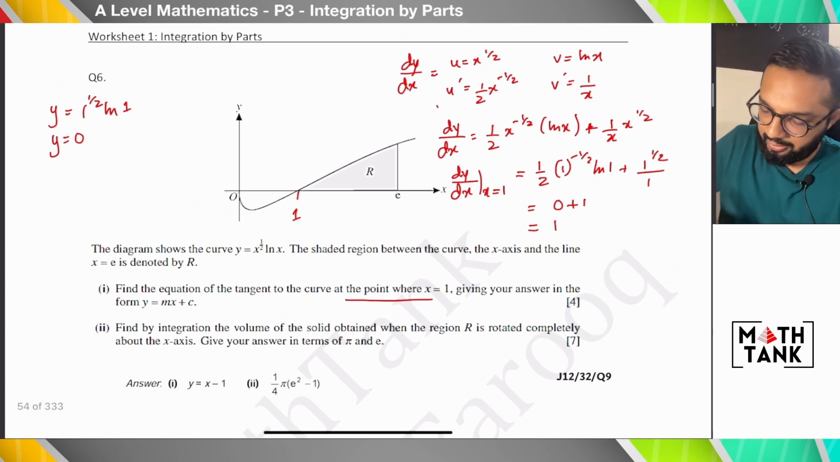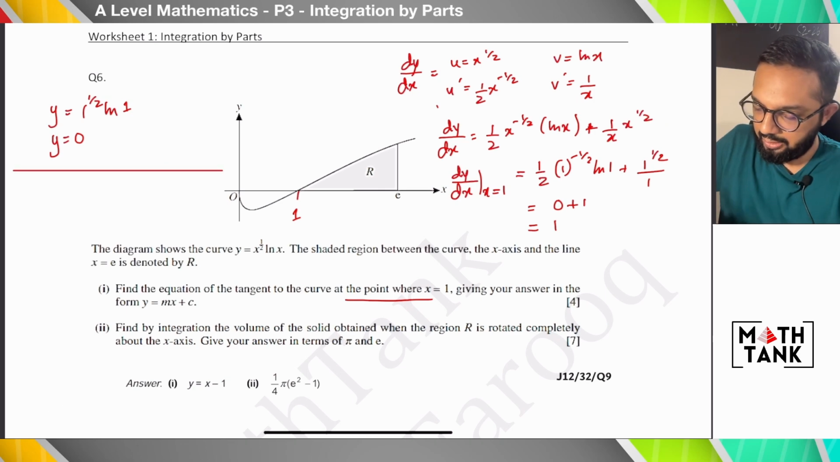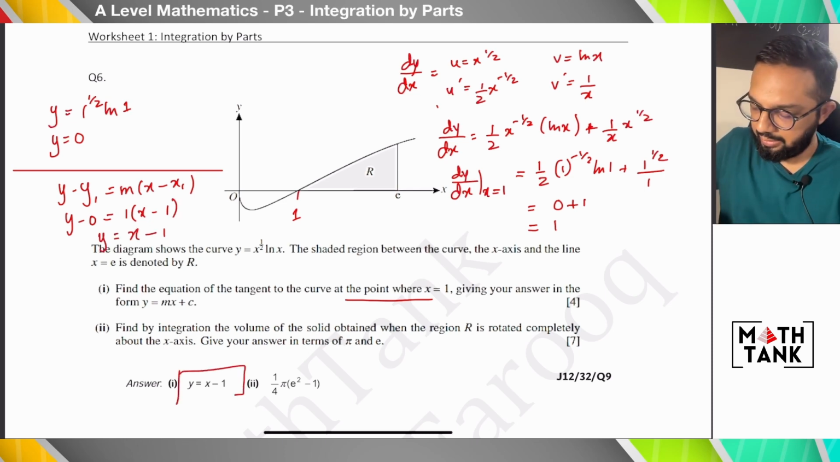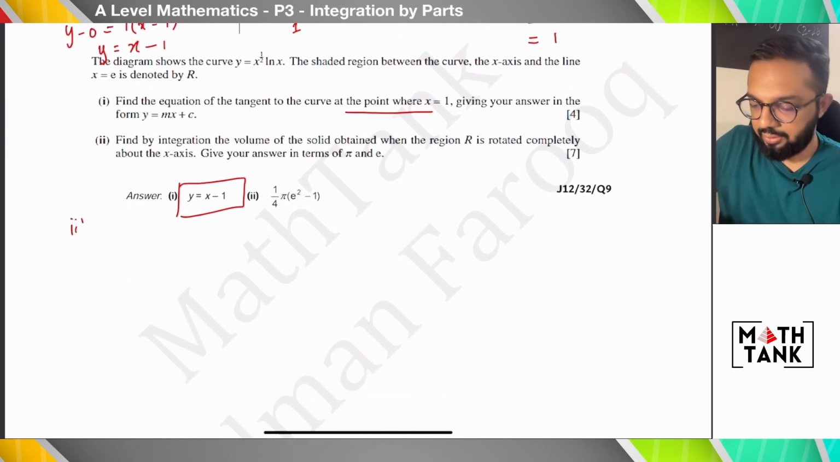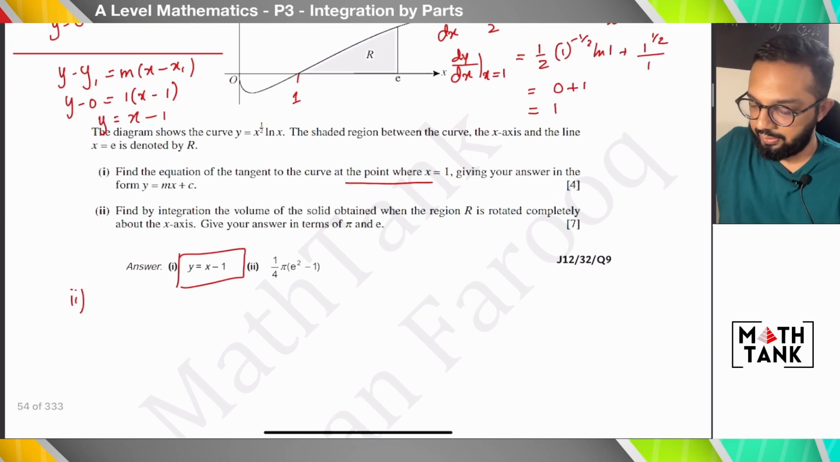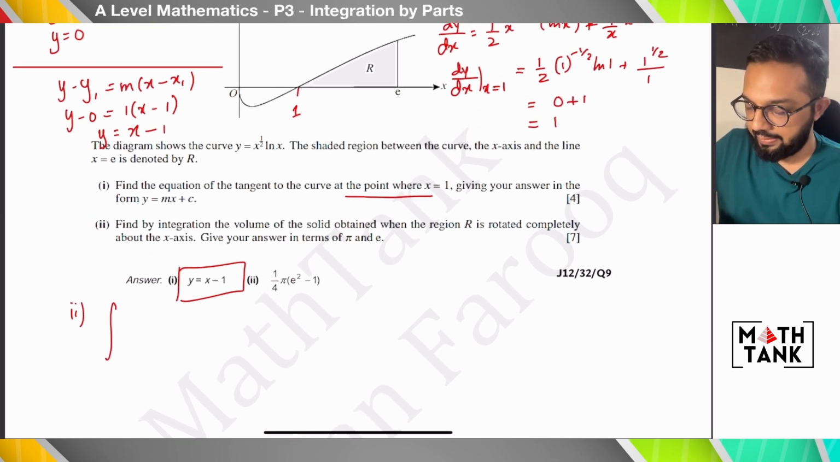Quickly constructing the equation of the line here for you: y minus y1 equals m into x minus x1. So y minus 0 equals 1 into x minus 1. So I get y equals x minus 1, and that's the correct answer. Part 2 says find by integration the volume of the solid obtained when the shaded region is rotated completely about the x-axis. Okay, so again, I have to write my expression first. I'm integrating from 1 to e, and I have to square this.